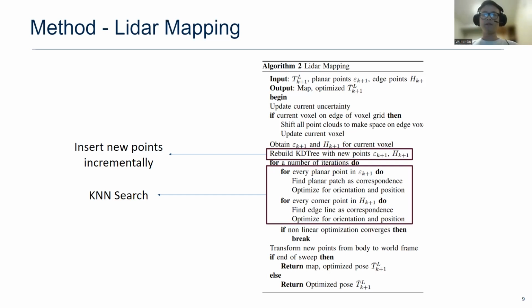The next bit is the KNN search. So here we just replace the original KD-Tree's KNN search with the ikd-Tree's KNN search. We were not able to fully utilize the incremental updates. So therefore, we ended up using the rebuild function of the ikd-Tree.